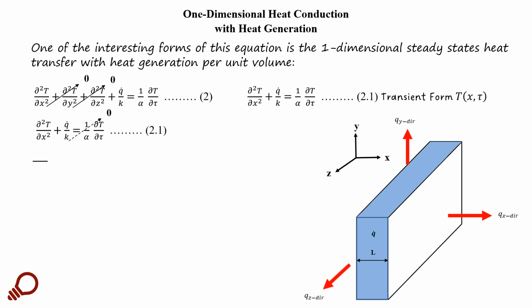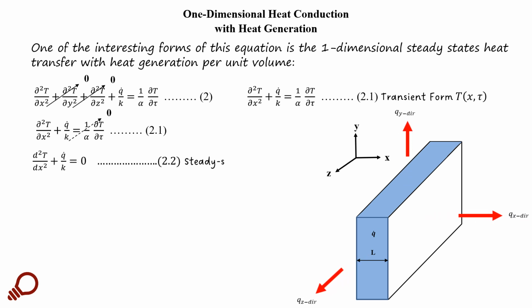So for steady state, the right-hand side will go to 0. That is, the temperature doesn't change with time. So we have partial T with respect to tau equal to 0. And the final form will be d squared T by dx squared plus q dot divided by k equal to 0. This is the general form for steady-state conduction heat transfer with heat generation.